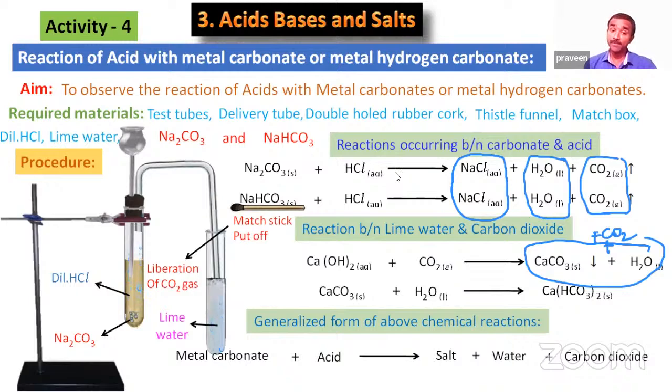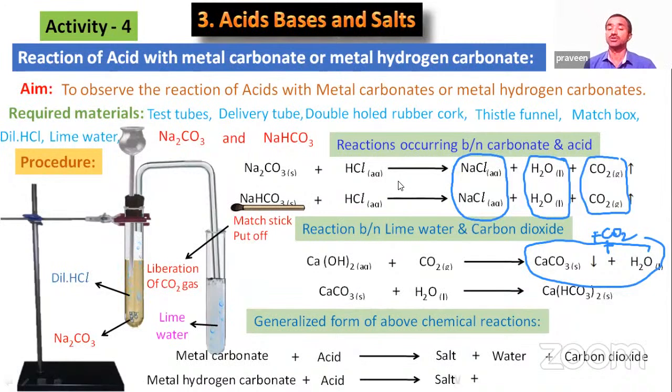Also we observed that metal hydrogen carbonate, or metal bicarbonate, reacting with the acid liberates a gas and forms salt and water. So salt, water, and a liberated gas called carbon dioxide are the products here. So these are said to be the generalized equations. So this is about this class.